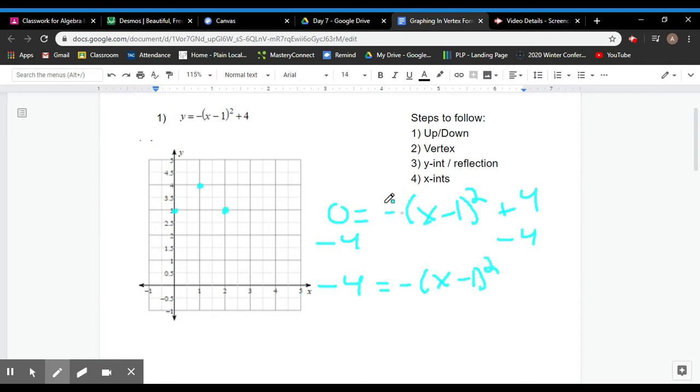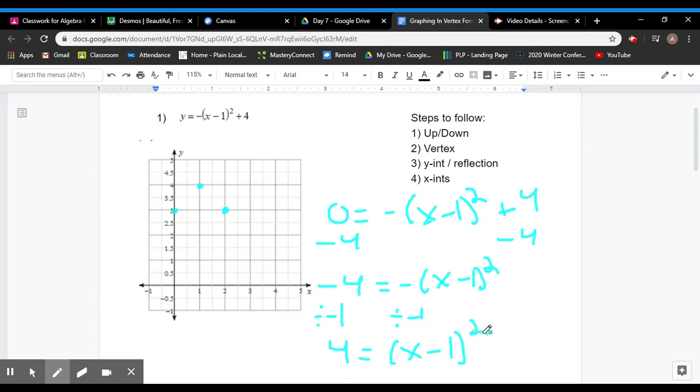Then you want to get rid of the negative that is in front of the parentheses. So how do I get rid of a negative sign? Well, I multiply or divide by negative 1 on both sides, and that'll get rid of that negative sign. So negative 4 divided by negative 1 is positive 4. And now I have (x minus 1) squared because the negative sign here goes away.